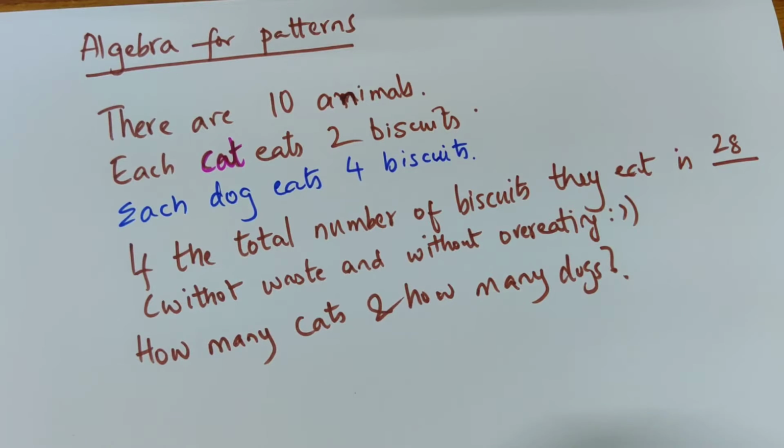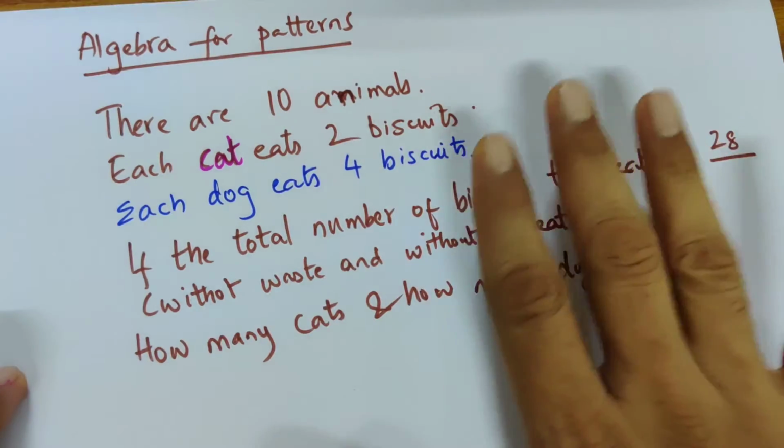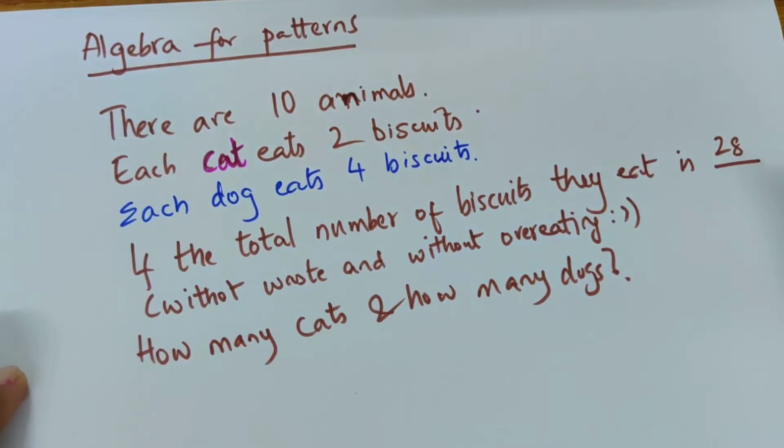So if I give 28, I give everyone 2 biscuits. So all the cats and all the dogs have been given 2 biscuits. Now each dog needs 2 extra biscuits. So I have 8 biscuits left. I divide those 8 biscuits, 2 for each dog, so there are 4 dogs and 6 cats. That's the logic. You can solve this question without using any algebra, right?